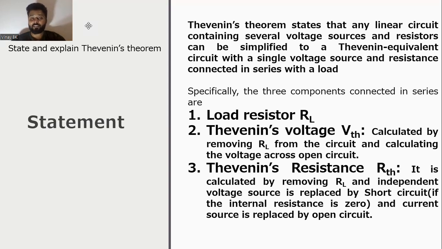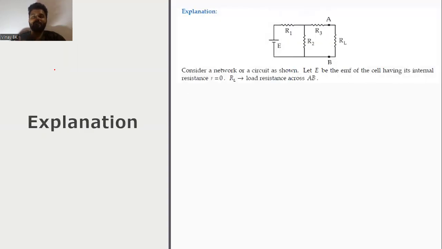Whenever it comes to the explanation part, you need to take one simple circuit. You can see now I'm considering a circuit which consists of three resistors and one load resistor, say RL, which is connected across the terminals A and B. Okay. So first, what do you need to find? VTH. To find the value of VTH, you have to remove load resistance RL. Then it is replaced by the open circuit voltage, say VTH.